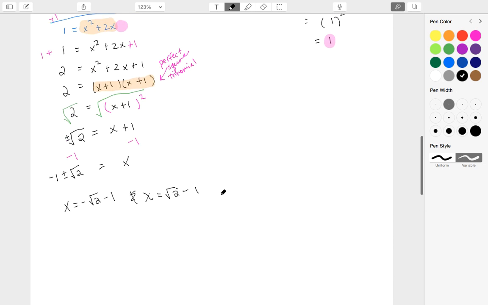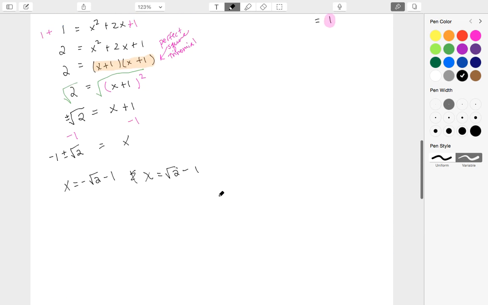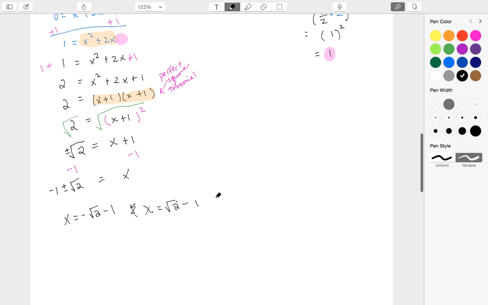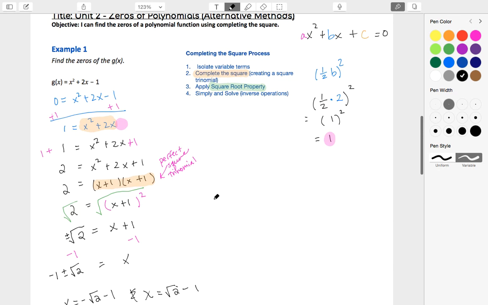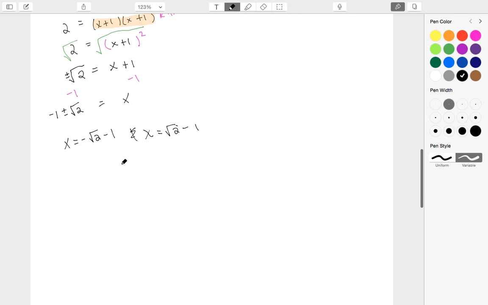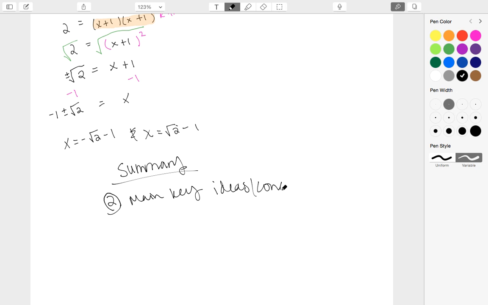There is a process about how to solve with a leading coefficient greater than 1, but for this video, I just want you all to focus on when the leading coefficient is only 1. All right, so go ahead and write down your summary for this video, and I want you to write down 2 main key ideas or concepts, and then 1 question that you still have.